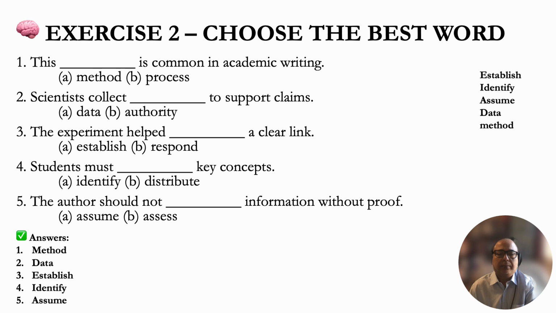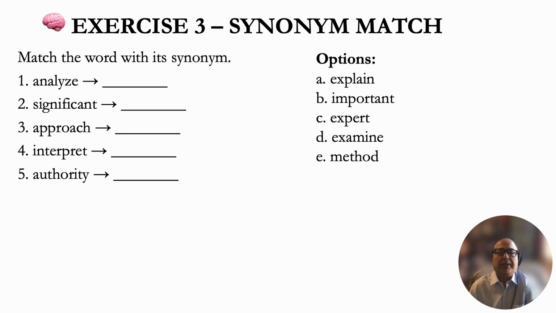Okay? Did you get most of the answers correct? Good job. Let's do 2 more and we'll be done. Exercise 3. Synonym match. Match the word with its synonym. So there are 5 words there: analyze, significant, approach, interpret, and authority. And under options on the right side, there are 5 options for you. Match the word with its synonym.